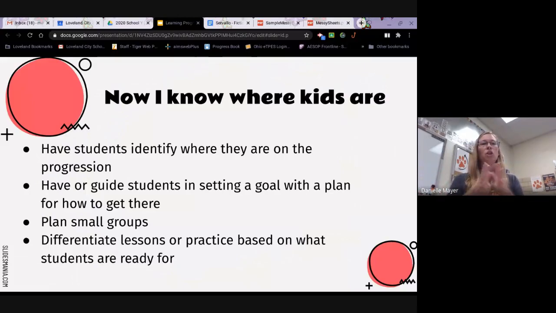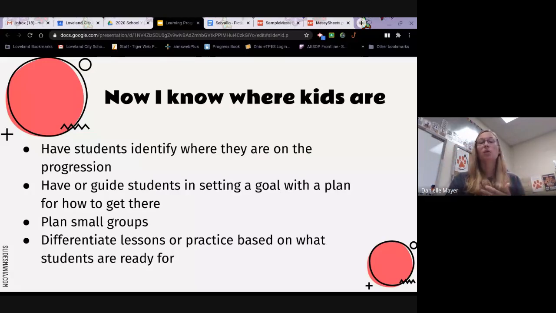So this is where we would use the progression with our students. We'd say, here's where you are. Or we give them something back and say, where do you think you are? And have them identify where they are on that progression. Sort of like Kate Roberts says in her video, let them literally put a Post-it note on where they think they are, and then help them set that goal for where they're going next.